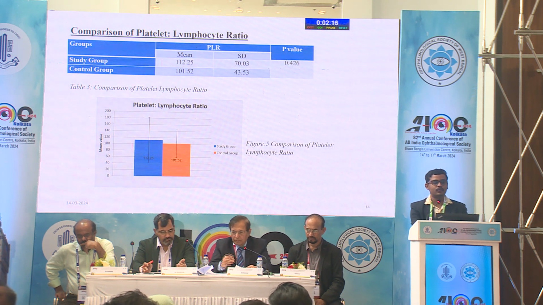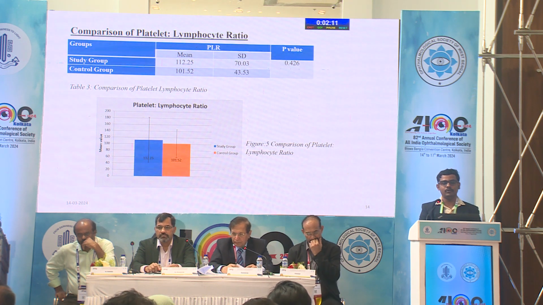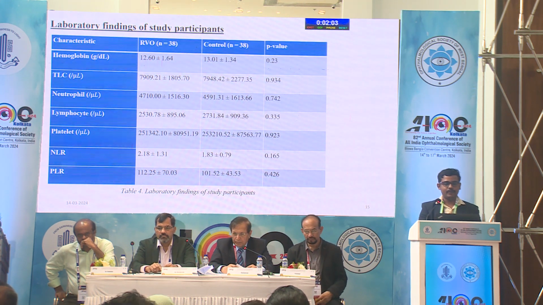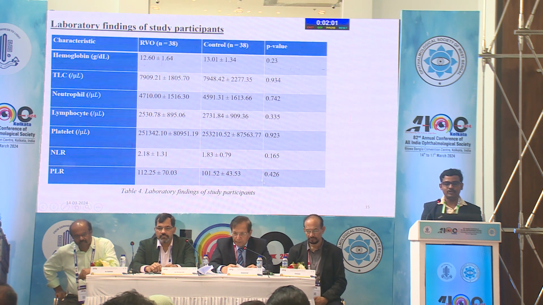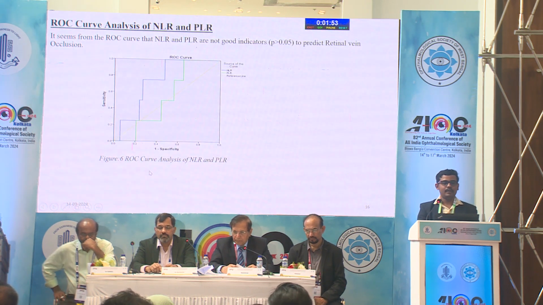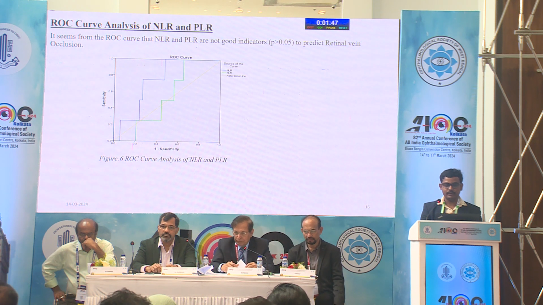And for PLR, it was 118.2 in the study group and 101 in the control group, and it is not a statistically significant difference. And this is the laboratory finding of study participants, and between NLR and PLR there was no statistically significant association, but in the retinal vein occlusion group NLR and PLR values were higher. And from the ROC curve, NLR and PLR are not good indicators to predict retinal vein occlusion.